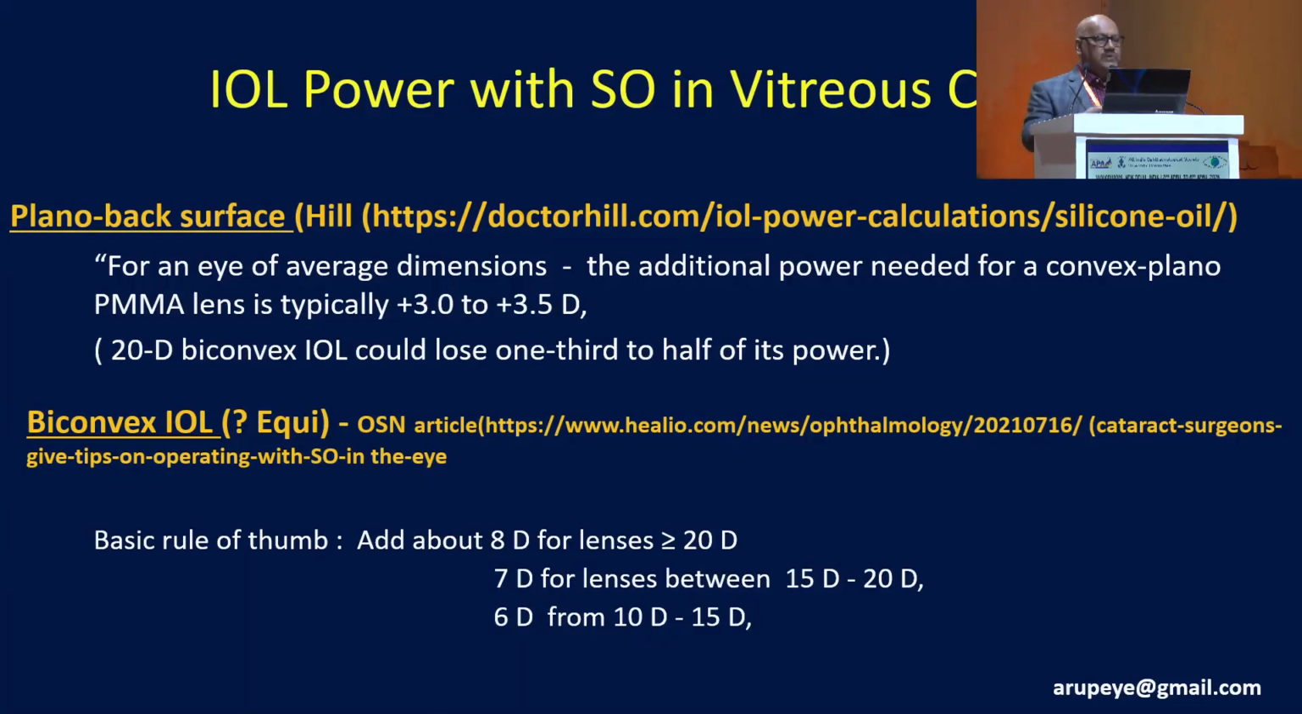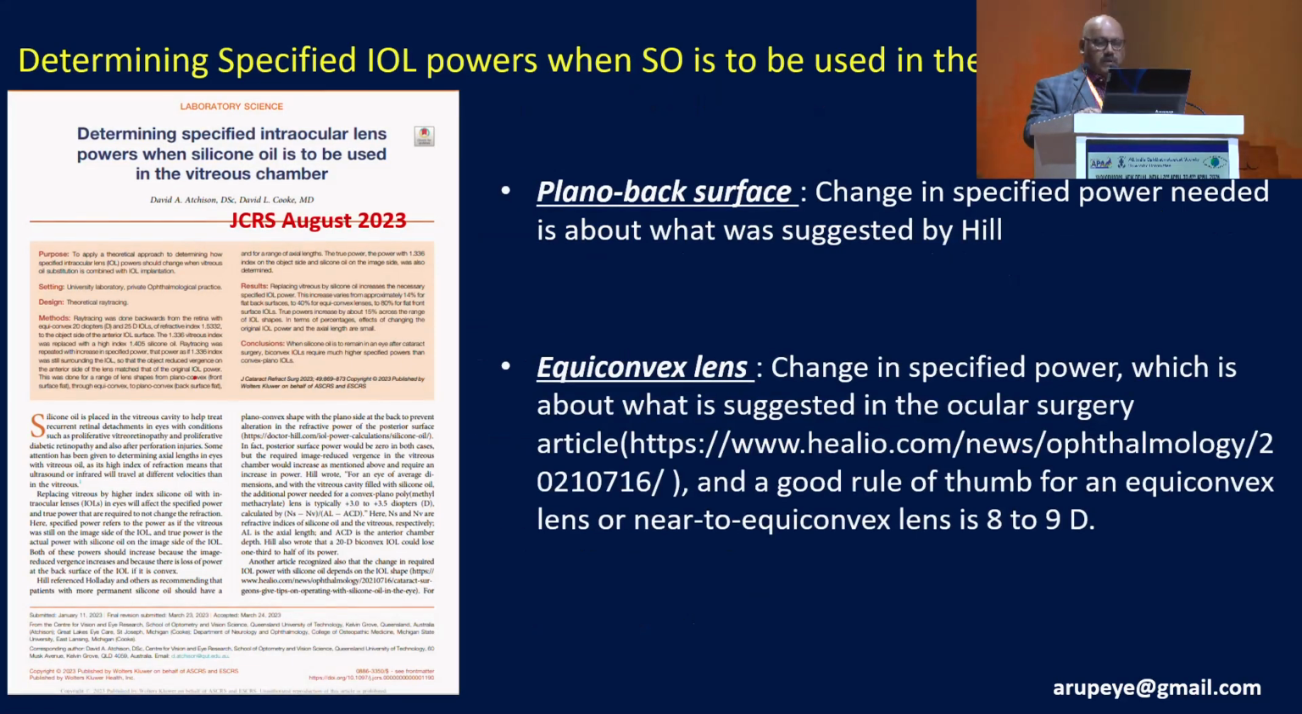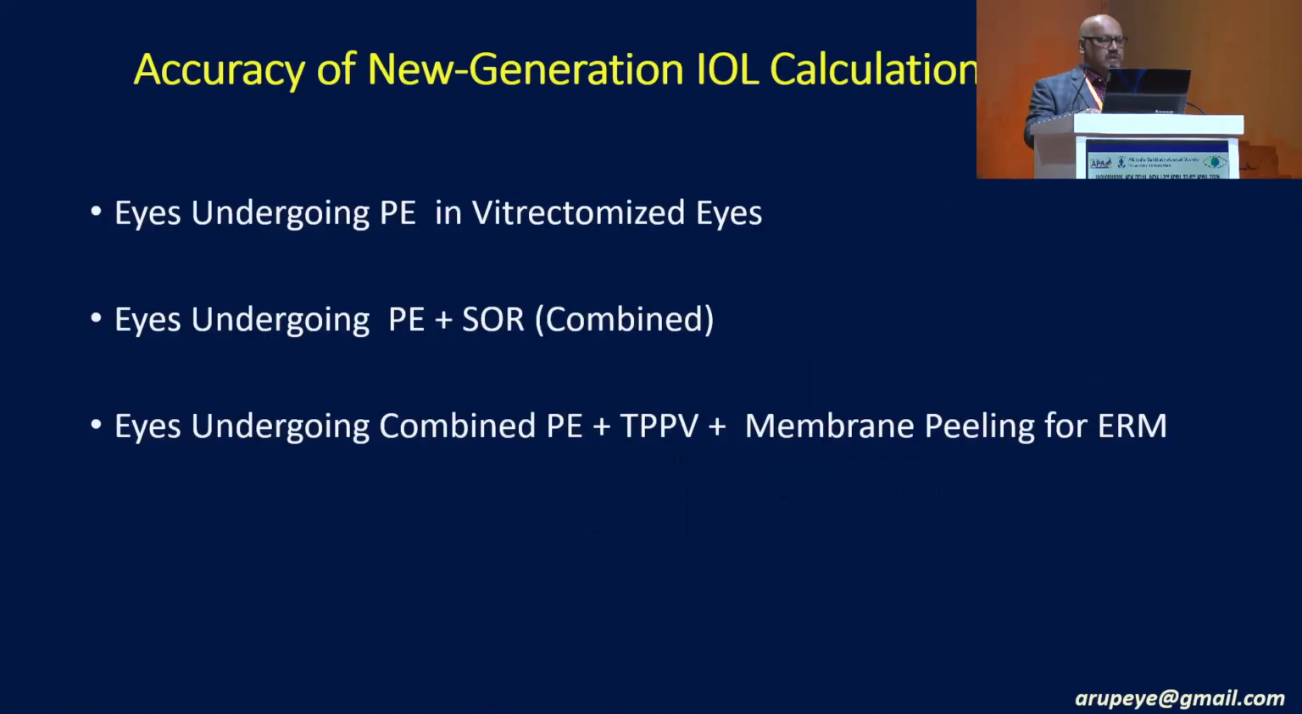So actually, if you see the Warren Hill site, he suggests the use of a lens which is 3 to 3.5 diopters more if you implant a plano convex lens with the plano surface facing posteriorly. And if it is a biconvex IOL, then the basic rule of thumb is, for lenses more than 20 diopters, add 8 diopters. For lenses between 15 and 20 diopters, you add 7 diopters, and add 6 diopters for lenses between 10 and 15 diopters. And these are all situations where the silicone oil is retained in the posterior segment after the cataract surgery. These results have been corroborated by a couple of studies, as I've shown here.